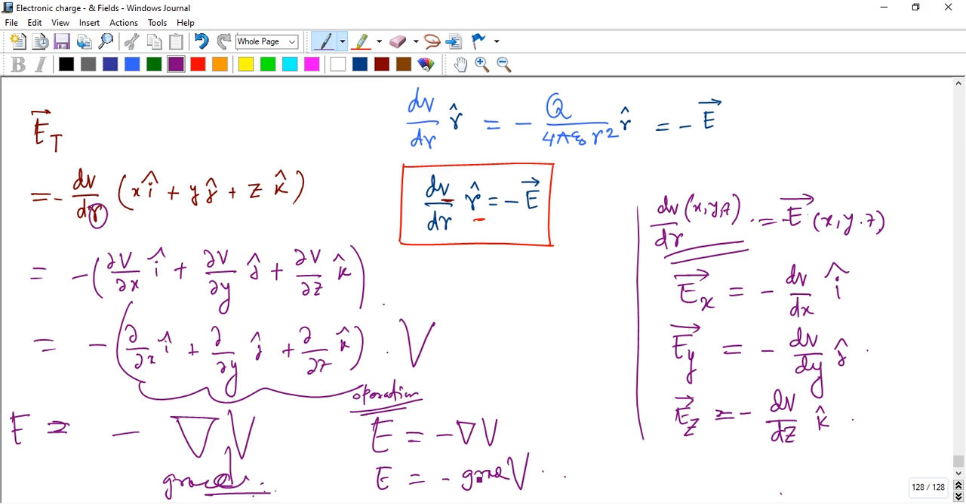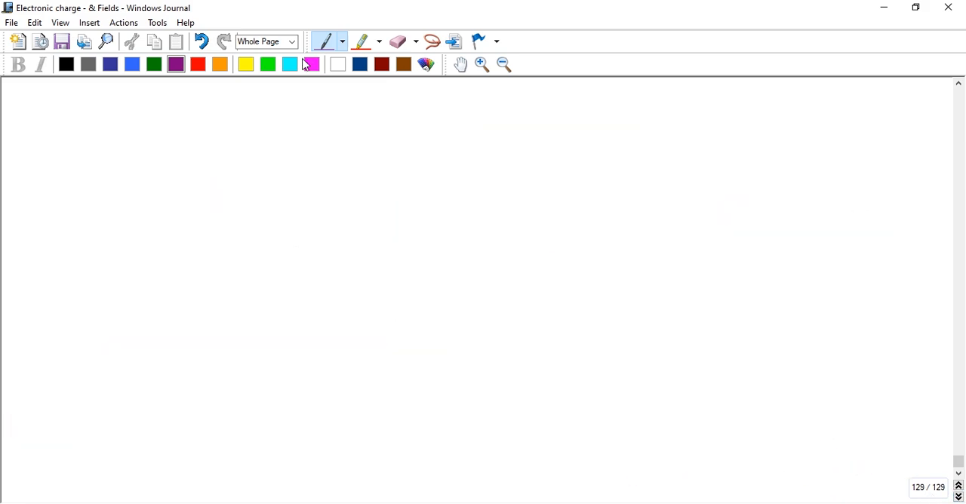Now the new topic we discuss is the parallel plate concept. New concept is the parallel plate concept.